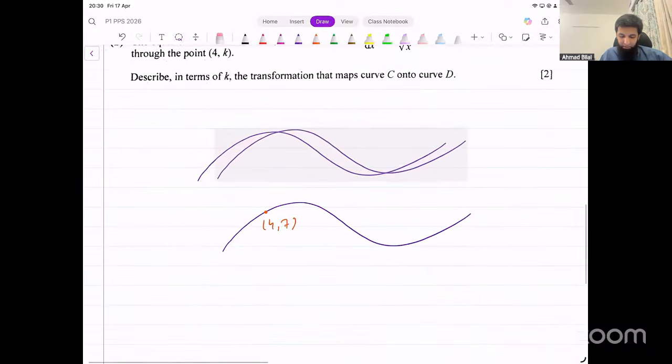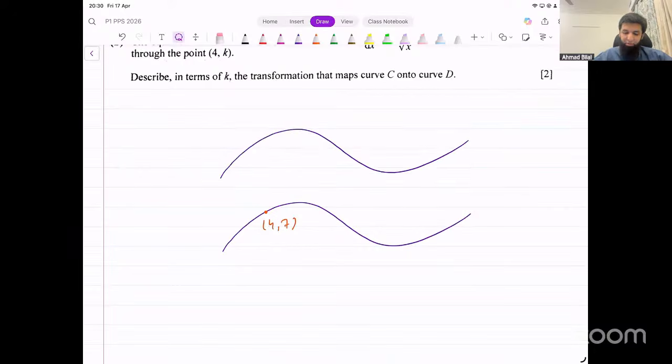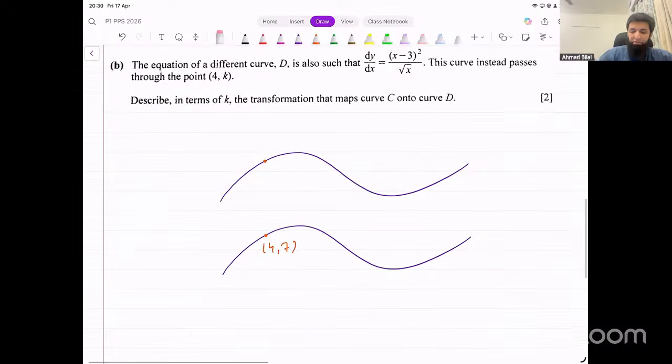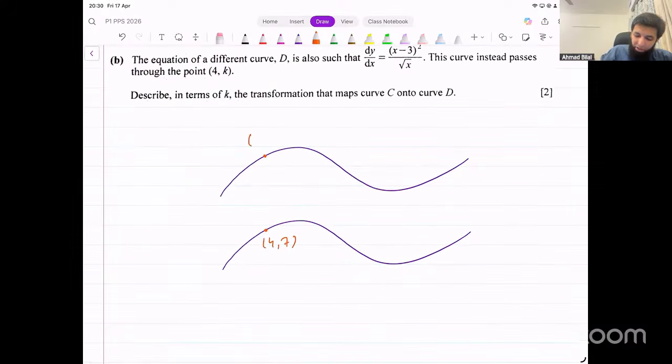Now this other curve has a point where the x coordinate is the same, so it will be exactly on the same vertical line. It could be above or below, it doesn't matter. But the point is, it has coordinates 4 and k. So what kind of transformation is that? That's a vertical translation. By how much? Just find the vertical difference between these 2 points.